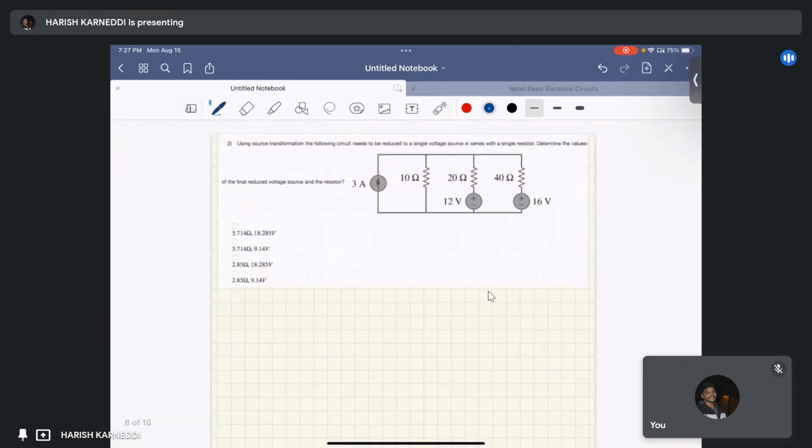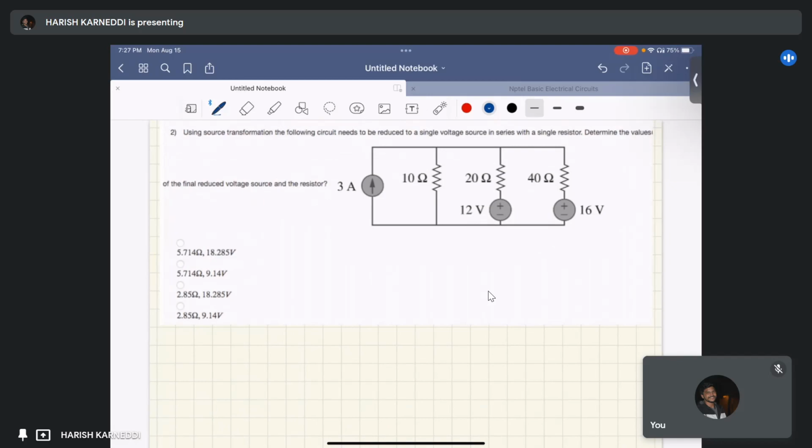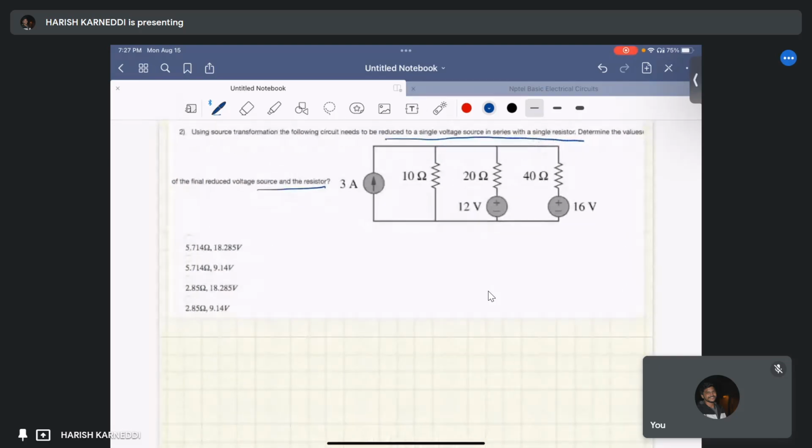Coming to the next problem, using source transformation, the following circuit needs to be reduced to a single voltage source in series with a single resistor. Determine the values of the final reduced voltage source and the resistor. We already saw the source transformation technique in the previous problem itself.